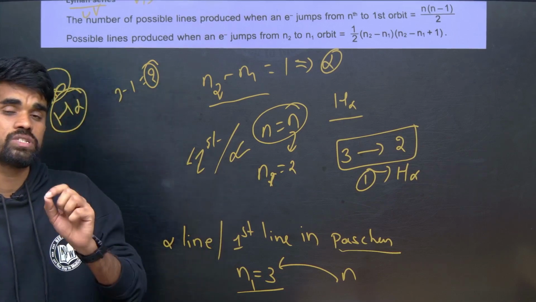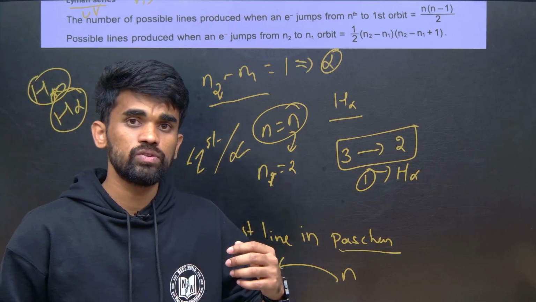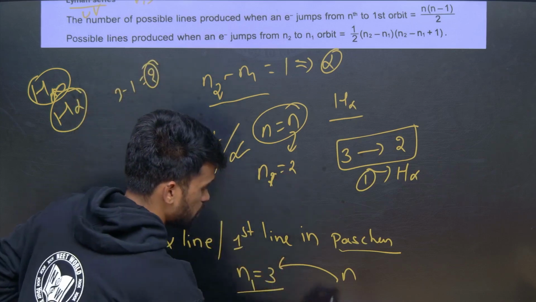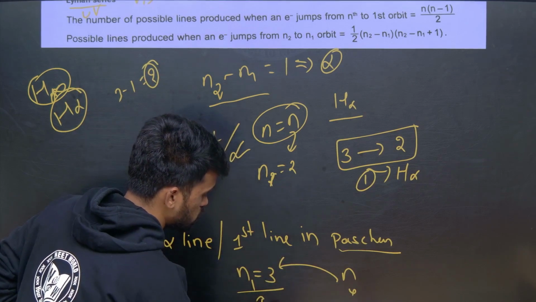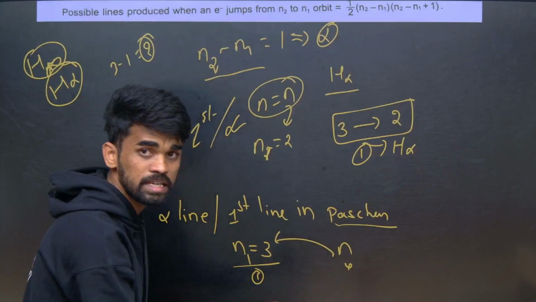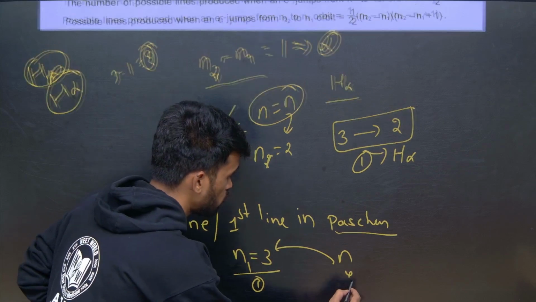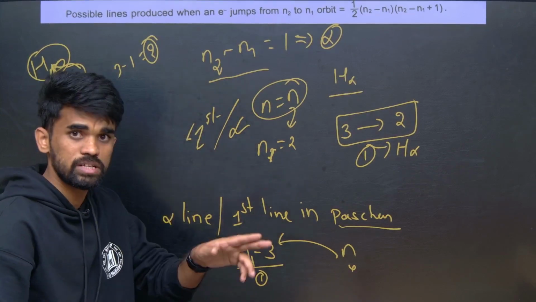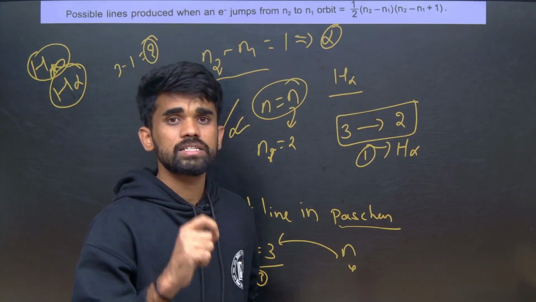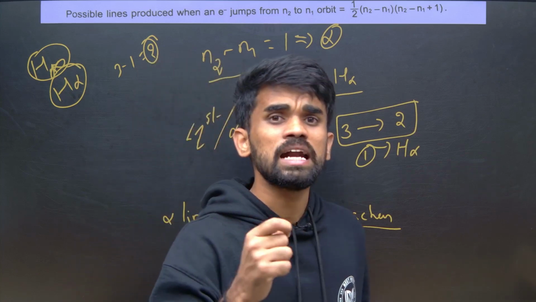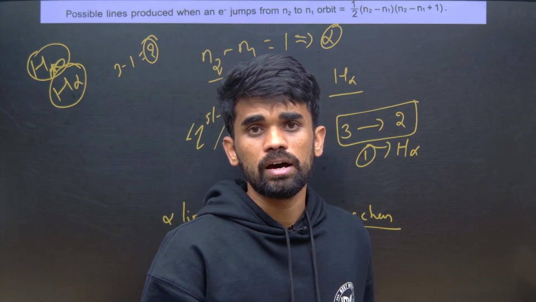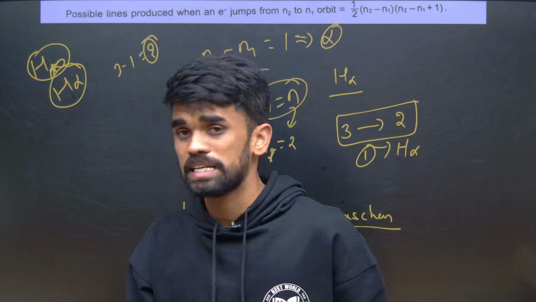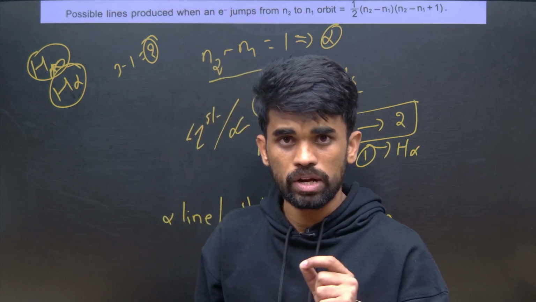If I ask for the second line, where should it fall from and to? The first line is 4 to 3, with difference 1. The second line is 5 to 3, where the difference is 2. Now I am asking you, what is the third line of the Paschen series, or the gamma line of the Paschen series? What is your answer? Write it in the comment box.